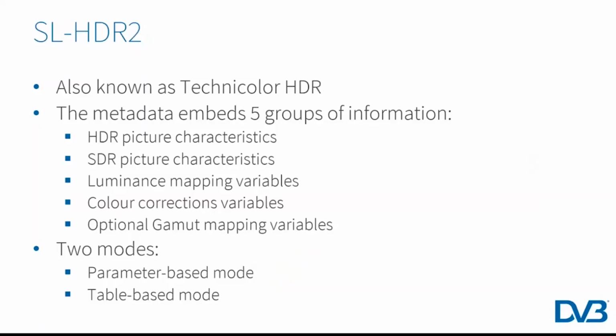The second technology is SL-HDR2, which is also known in the market as Technicolor HDR. In this case, the metadata embeds 5 groups of information: characteristics for the HDR and SDR picture that corresponds to the picture, variables for luminance mapping, color corrections, and optional gamut mapping. These systems can be operated in 2 modes, parameter-based mode and table-based mode.